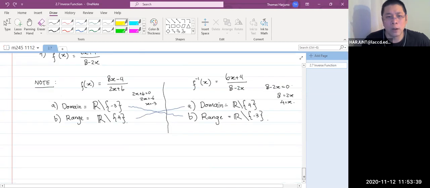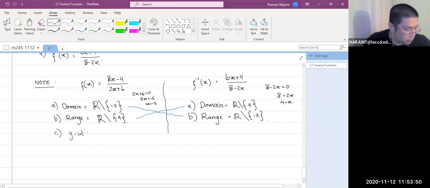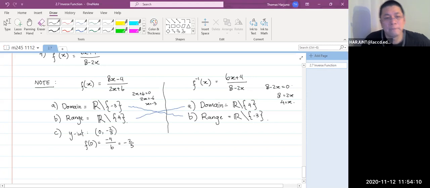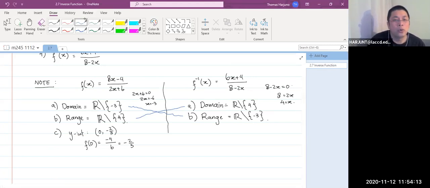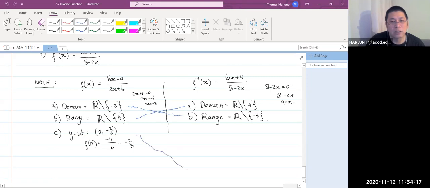Now, to confirm more about what we learned, for example, let's see what is the y-intercept. What is the y-intercept for this function? f(0) equals, when x equals 0, you have -4 on the top and 6 at the bottom. I get -2 over 3. So the y-intercept is (0, -2/3). Now we know that the y-intercept of the function has something to do with the x-intercept of the inverse. What I do right now is just to confirm that idea.